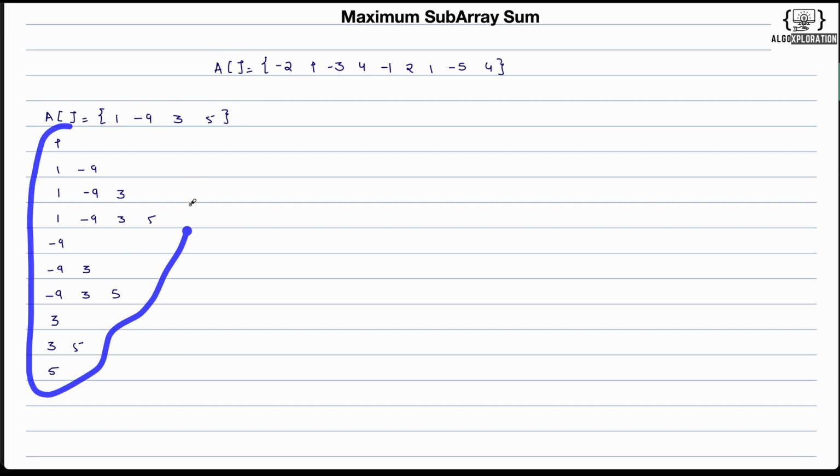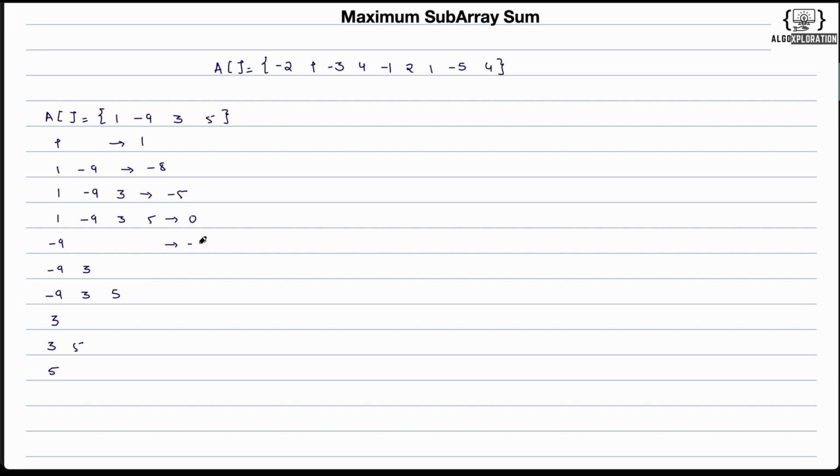After that we have to find the sum of all the subarrays. So the sum will be 1. For this it will be -8. Then for this it will be -5. For this it will be 0. For this it will be -9. Then we have -6. Then we have -1. For this it will be 3, 8 and then 5. So we can say that among these sums the maximum is 8, right? So we have to return 8 as an answer.